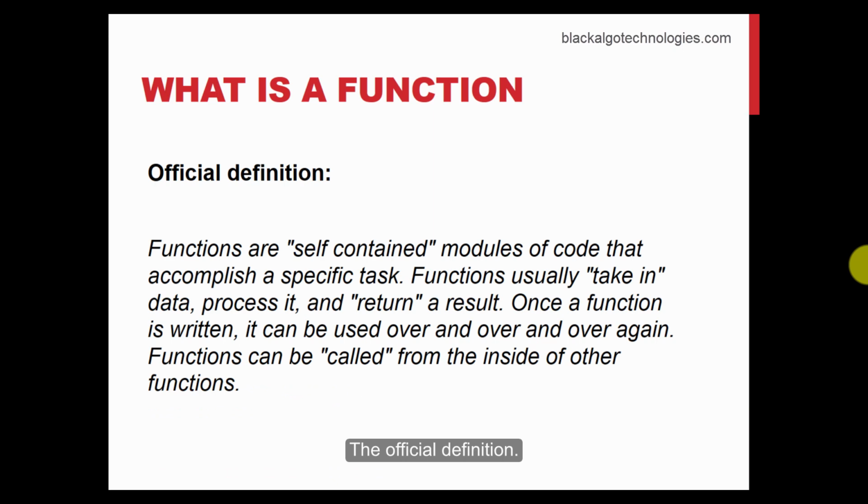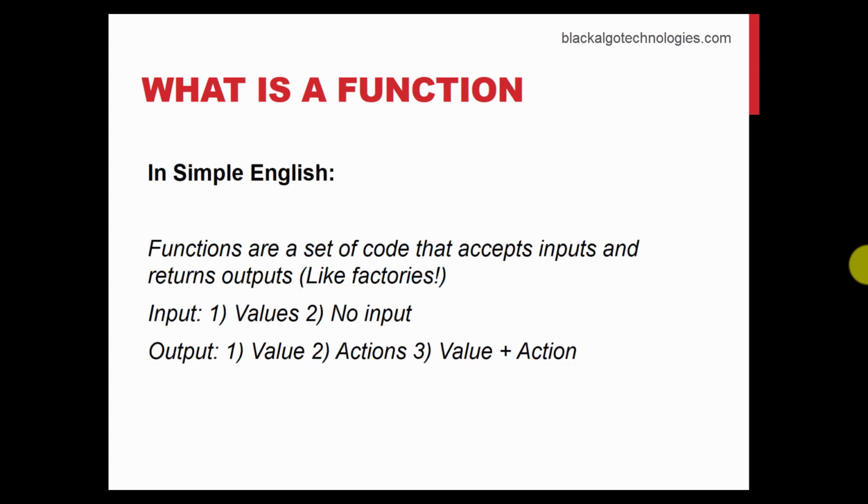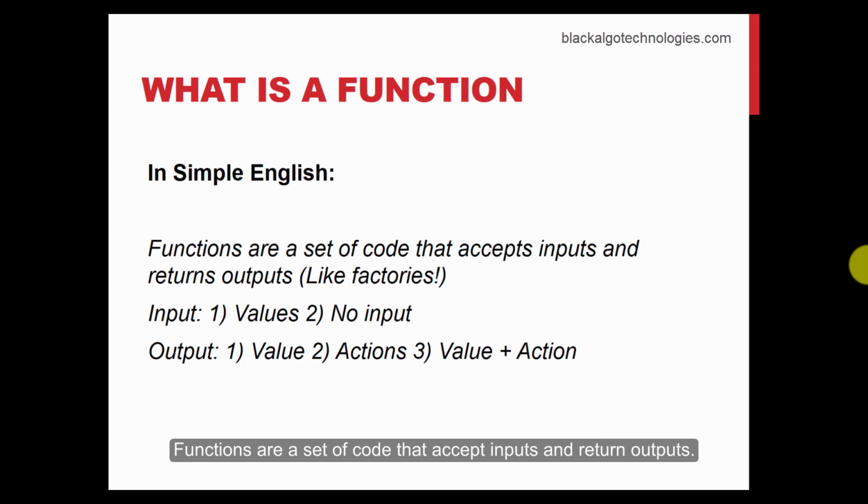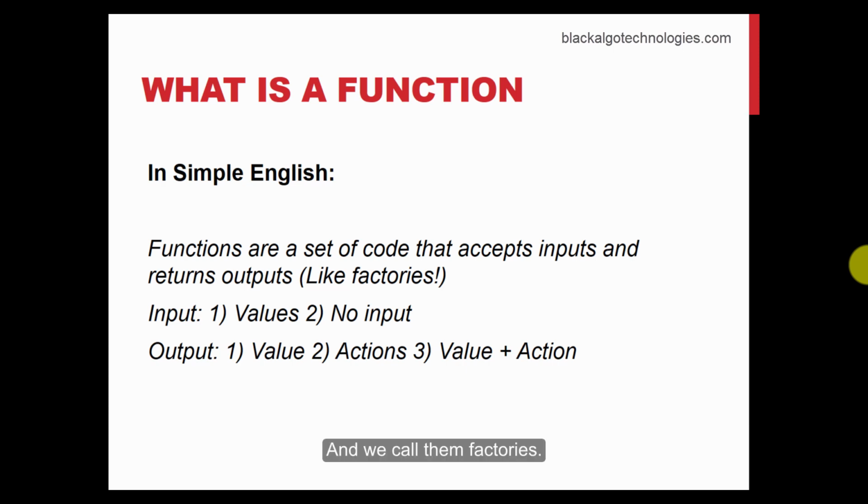Official definition. Take a second to read this chunky paragraph. Alright, now let's translate it into simple English. So functions are a set of codes that accepts inputs and returns outputs. So we call them factories. So they are a little bit like factories. Take in X, produce Y.